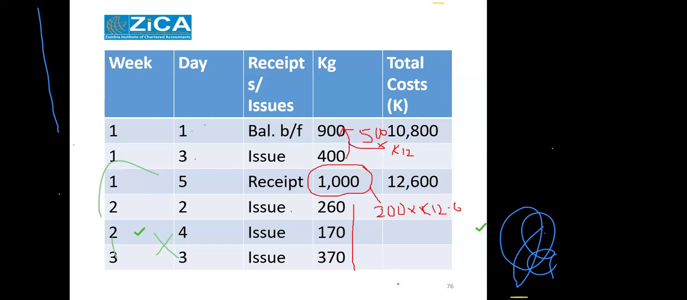LIFO, last in first out. When they had just 900, that's what was there. So first, last in first out, it's 400 from 900. But when the receipt came in there, week 1, day 5, the issues will be from the latest. That's what LIFO is. Last in first out, the issues were from the 1,000. They were not going to go to the 500 remaining there, unless it was FIFO. So this is the thing.